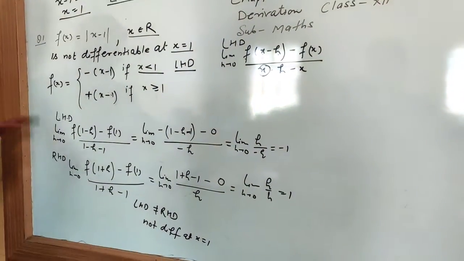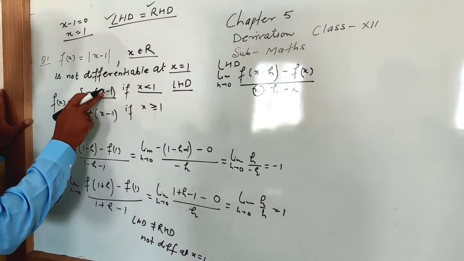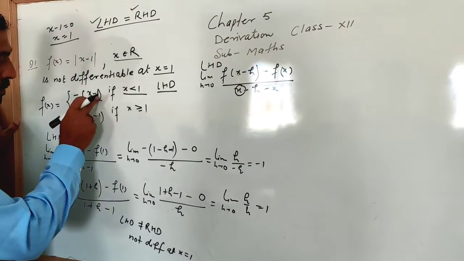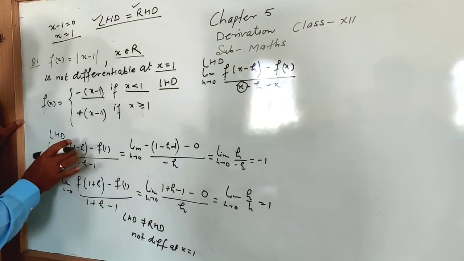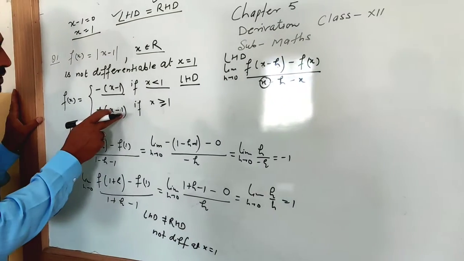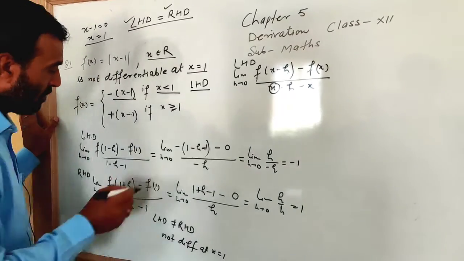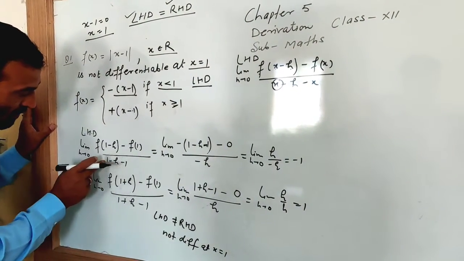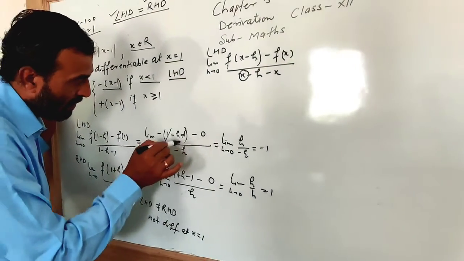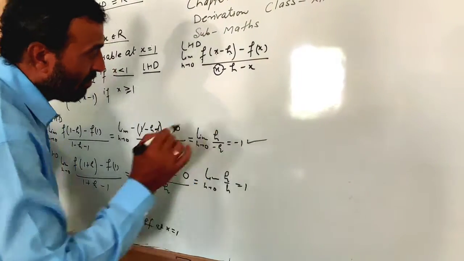We are replacing x by 1 minus h. In this position x is replaced by 1 minus h, with the negative sign here: minus (1 minus h minus 1). This is the value of f(1 minus h). And f(1) is 1 minus 1, this is 0. In the denominator, 1 and minus 1 cancel. We get minus h upon minus h, so minus minus is plus, and h upon minus h, we get minus 1.